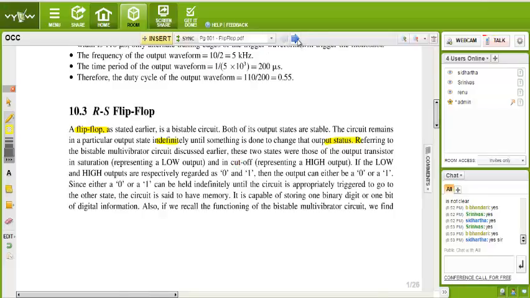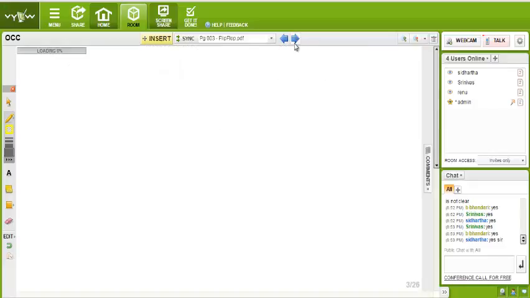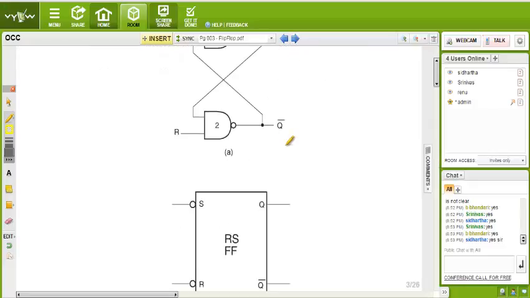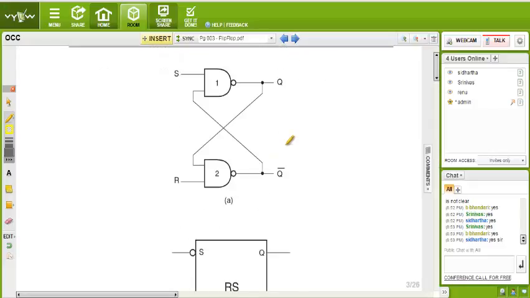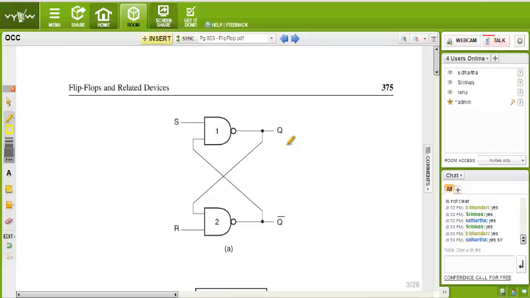Now first we see the circuit. See here, it is a basic circuit of an RS latch. The circuit diagram is made by the NAND gate.